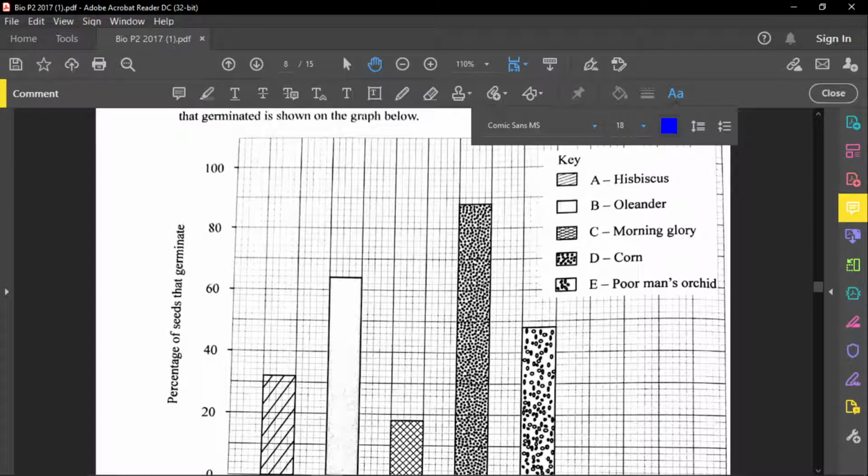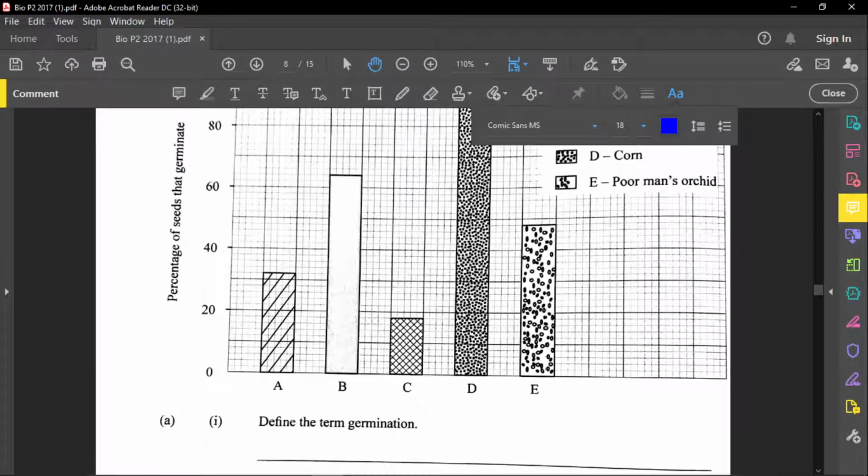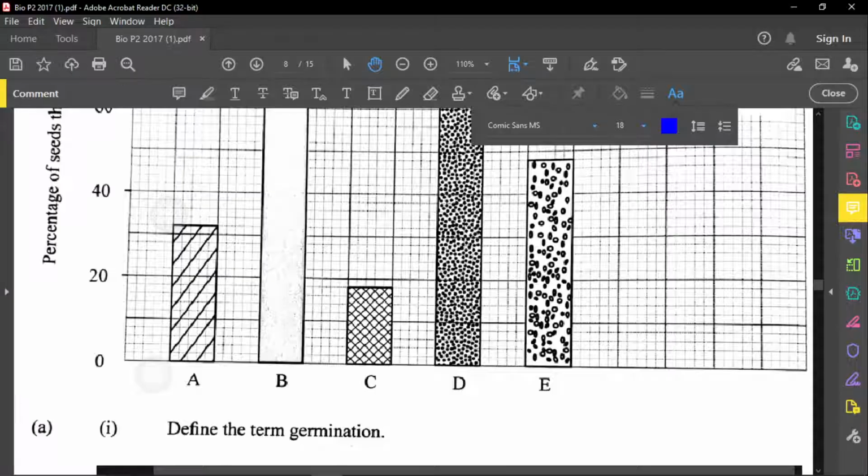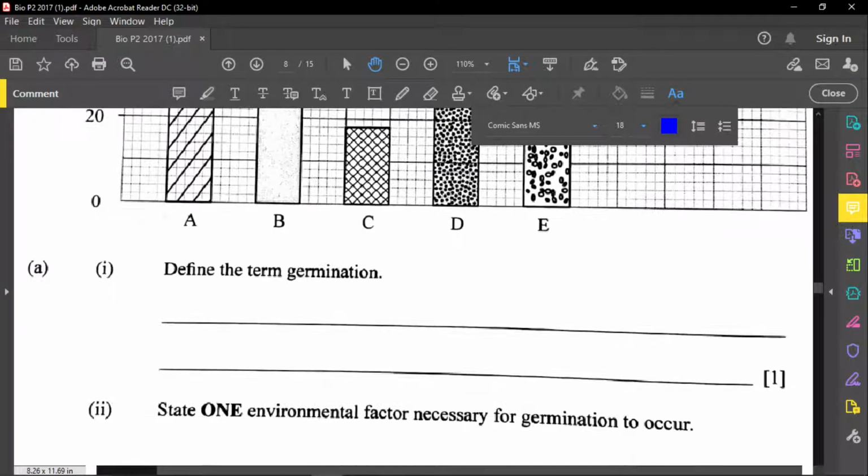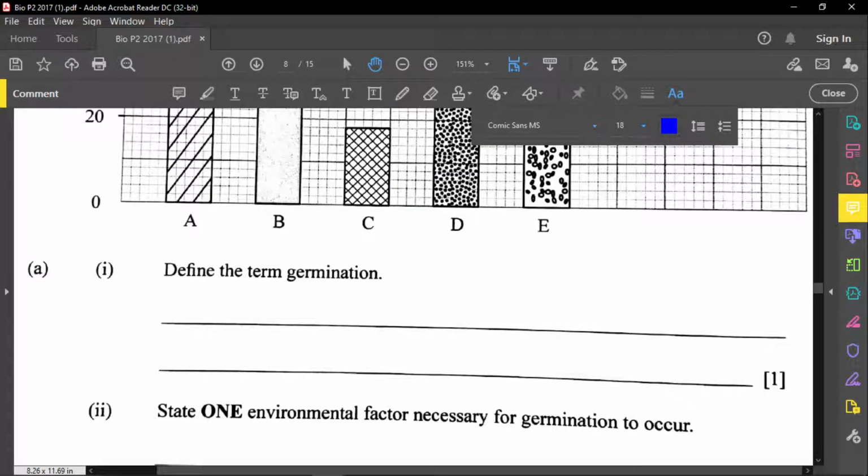We have hibiscus based on the graph. Hibiscus is over this side. We have the oleander, we have the morning glory, we have the corn, and then last over this side is the Porsman orchid. And so on the y-axis, we have the percentage of each seed that germinated, and on the x-axis, we have the type of plant. And so at the bottom of the graph, it asks us to define the term germination.